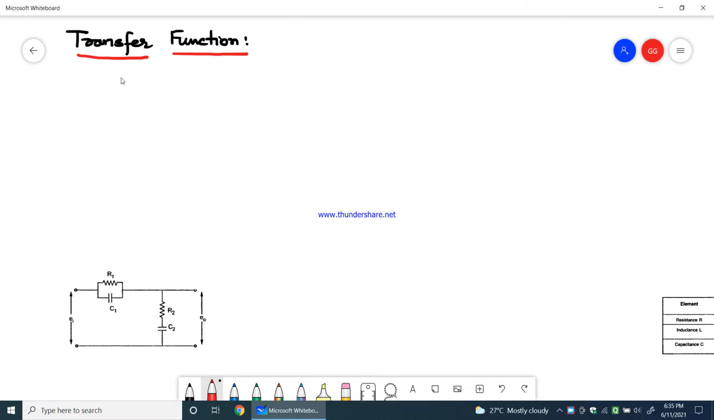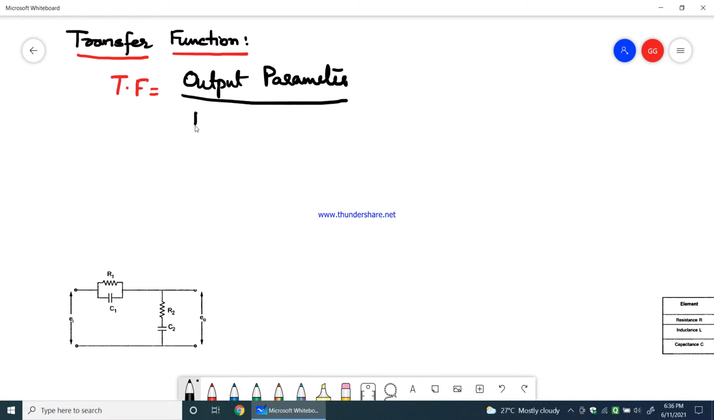So what exactly is the definition of the transfer function? Transfer function is nothing but the output parameter divided by the input parameter.